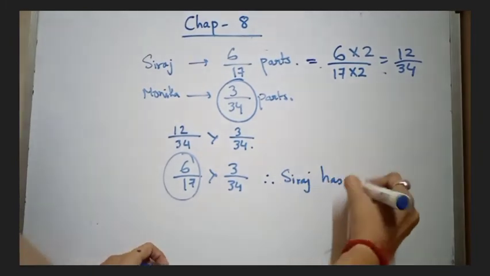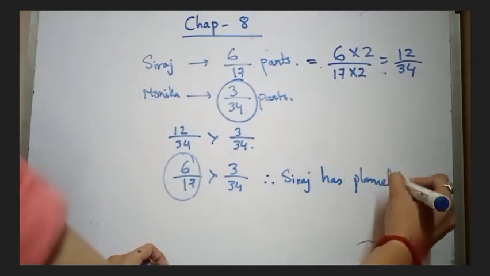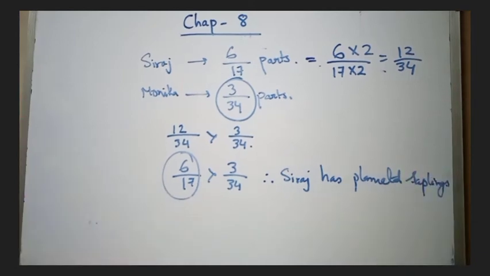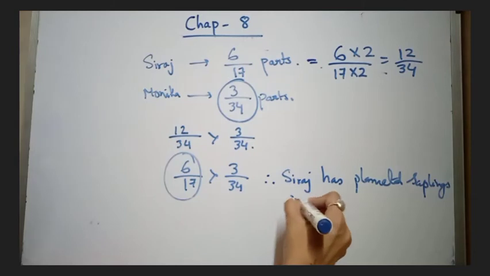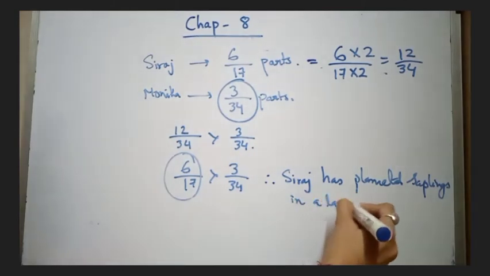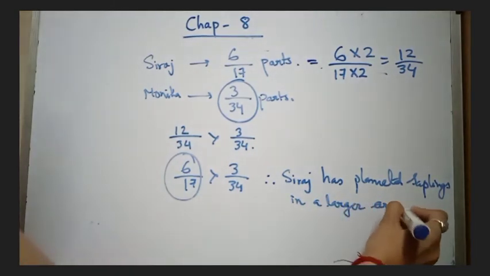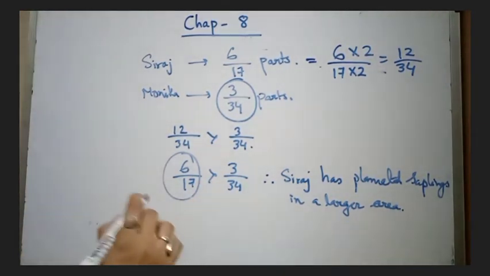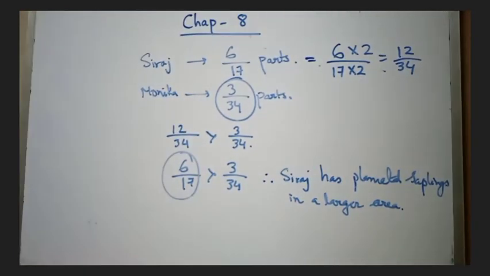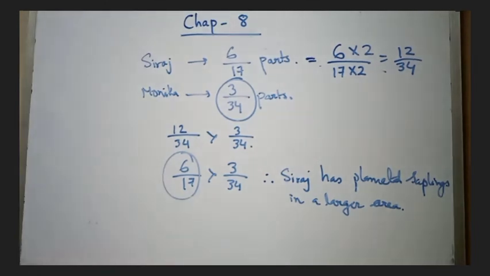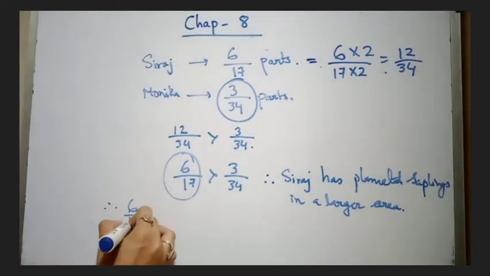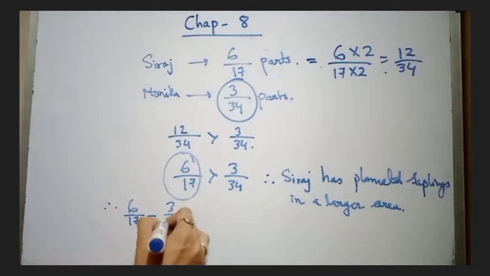has planted saplings in a larger area. So how much larger is it than this one? We have to find the difference between these two numbers. Difference means we have to subtract them. So we get 6 by 17 minus 3 by 34.